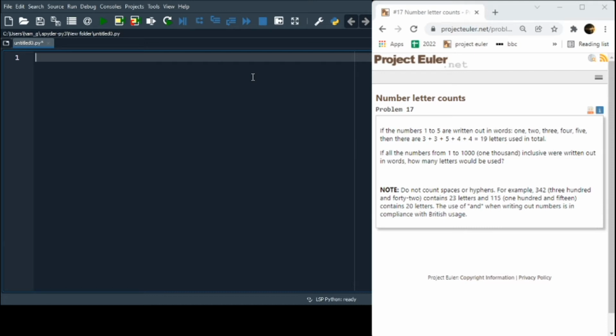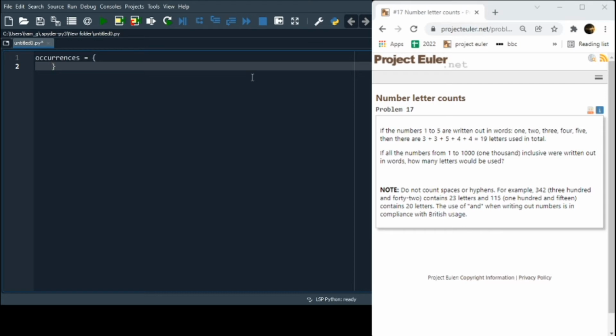In this solution, we're going to count the occurrences of every word that appears in every number between 1 and 1000. So I'm going to set up a dictionary. So let's think of every word that appears between 1 and 1000. There actually aren't that many. We have "and". How many times does that occur?